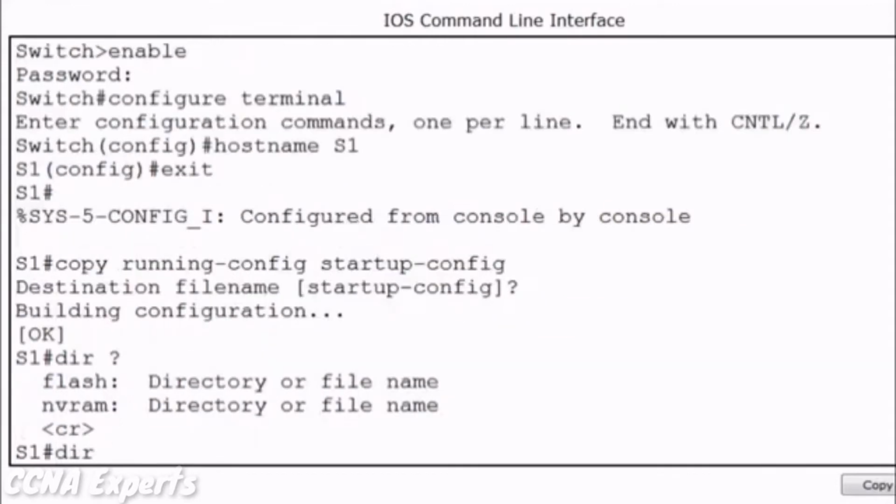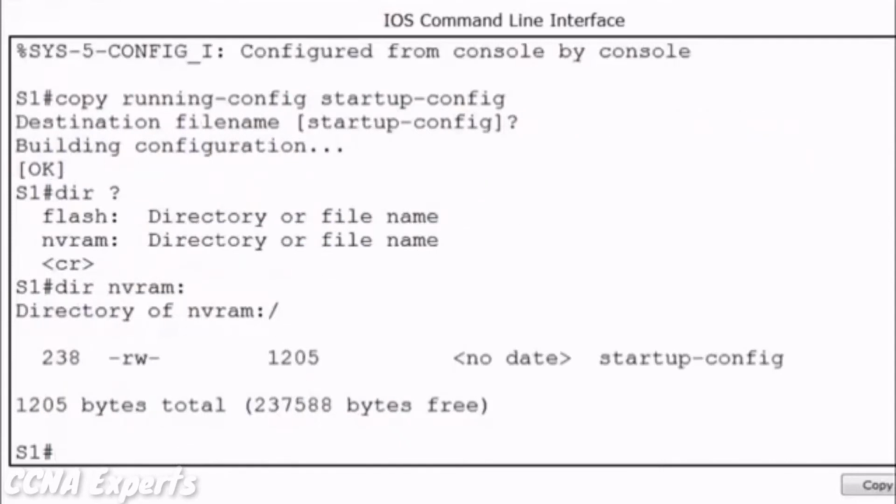I'll put a space and a question mark, and you can see that there's two different types of storage that I have access to: flash memory and NVRAM. Both of these are non-volatile. The flash memory holds the iOS operating system, and the NVRAM holds the configuration file. I'll put in NVRAM and a colon and press enter, and you can see there's the startup-config file.